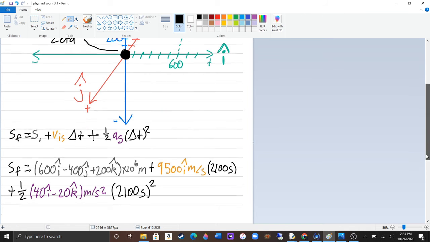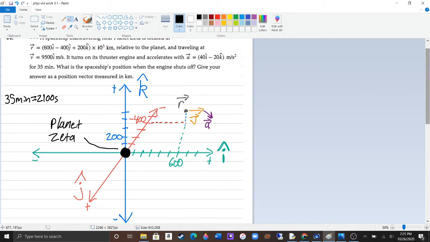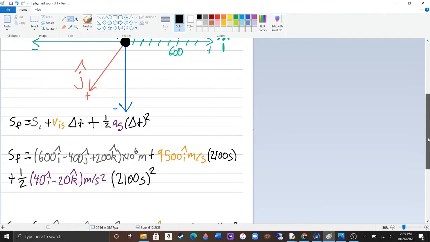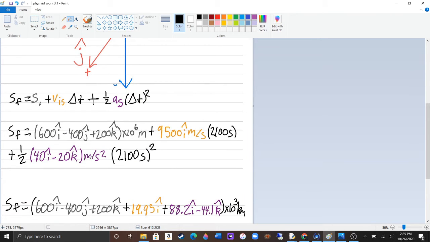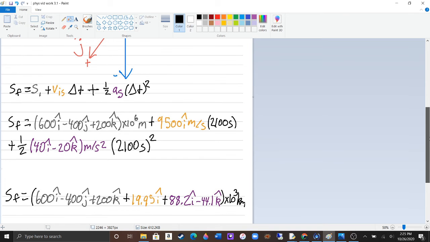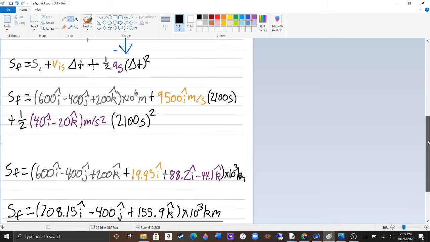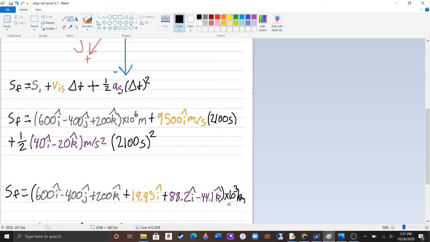We can rewrite this 10 to the 3 kilometers as 10 to the 6th meters, because there are 10 to the 3 meters in 1 kilometer. So we'll just rewrite it like that to keep everything in meters. So we now have our initial position plugged in, our initial velocity, and our acceleration, and also our time for both of those. So we plugged everything in, and now I put everything into kilometers. So times 10 to the 3 kilometers for everything.